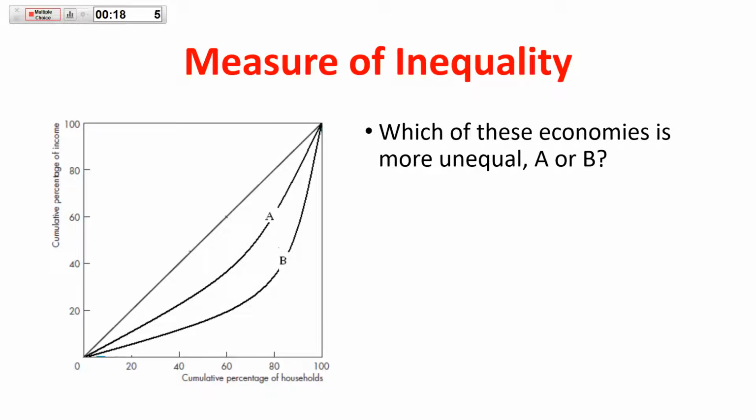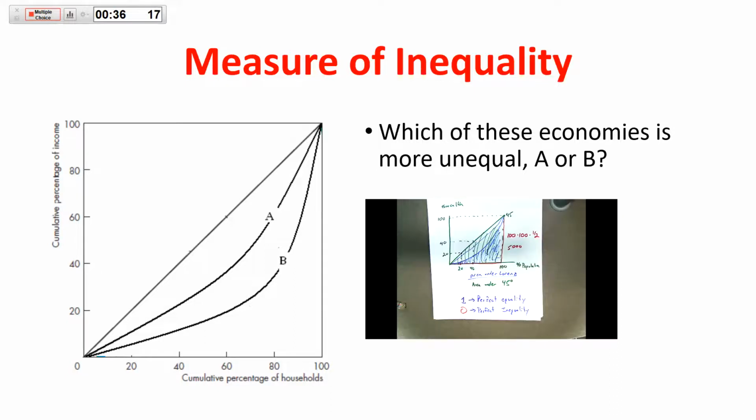So once after today, I'll start working on that. But what I want you to answer here: which of these economies would be more unequal, or which one would have more income inequality, A or B? So remember what we were saying, what perfect equality and perfect inequality looked like.